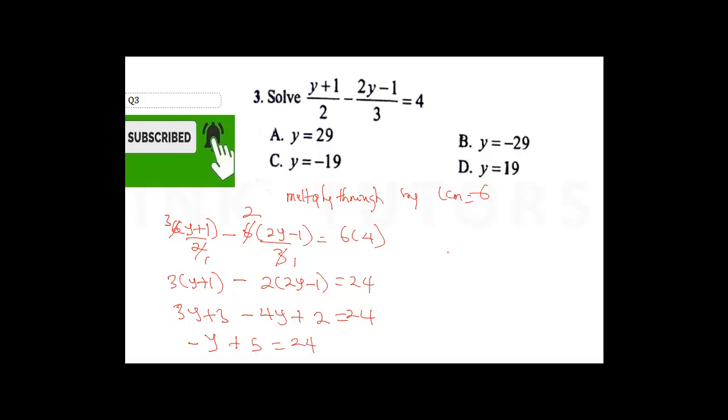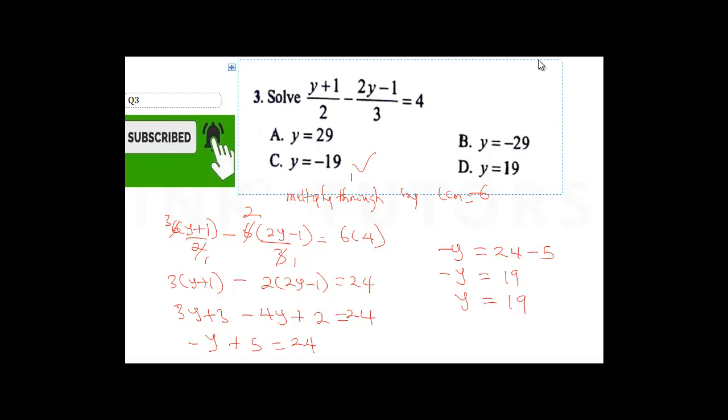So now this means if we decide to collect like terms, minus y will be equal to 24 minus 5. Minus y will give us 19. Therefore y is minus 19. Okay, so the correct answer is C.